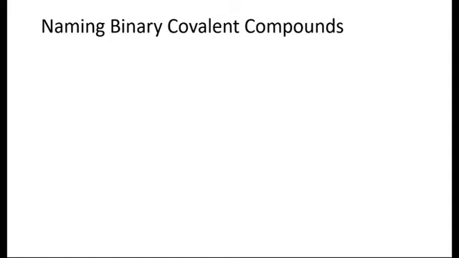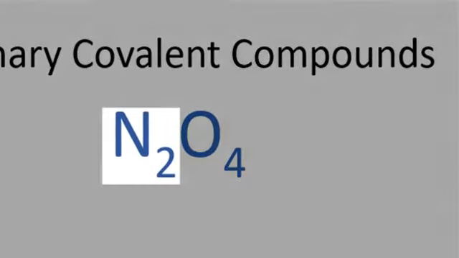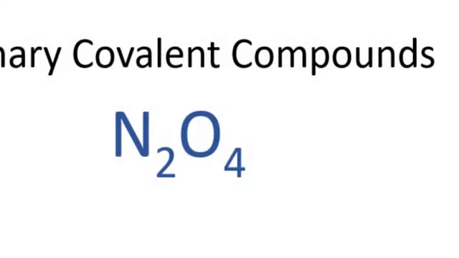Let's look at an example. This is an example of a binary covalent compound, and we can see that because it contains two different atoms, nitrogen, represented by the capital N, and oxygen, represented by the capital O. Furthermore, we can see that this compound has two nitrogens and four oxygens.